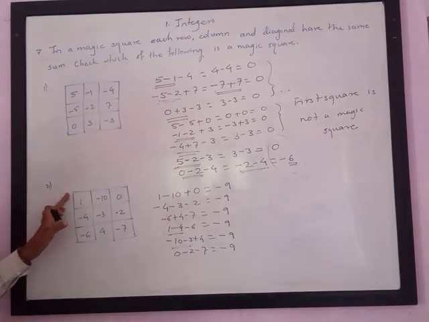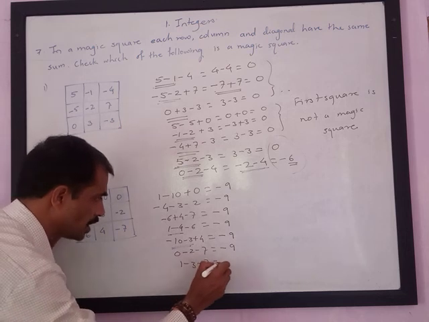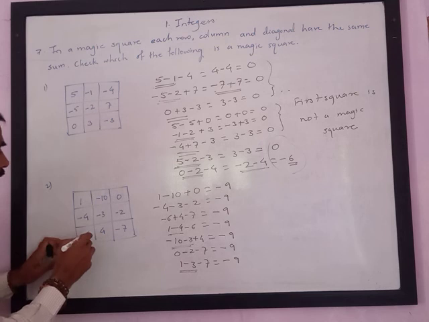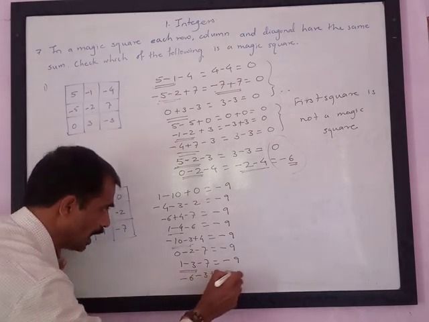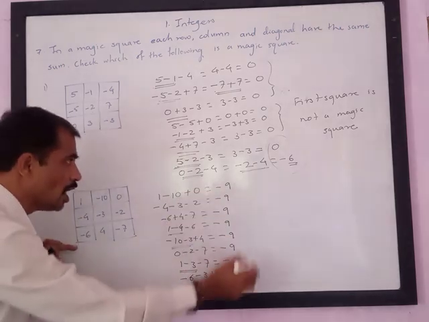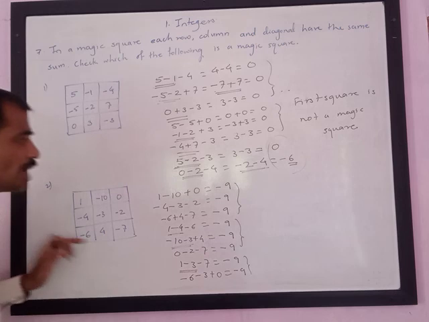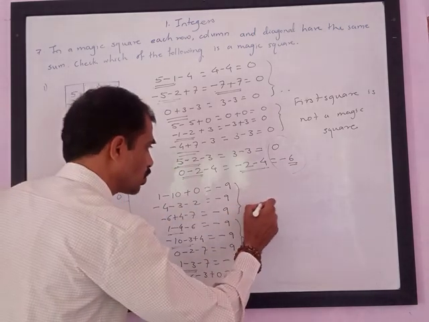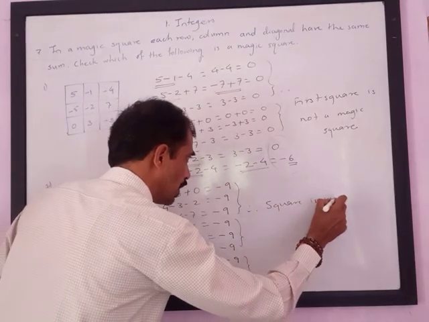Let us check the first diagonal. 1 minus 3 minus 7, that is equal to negative 2, negative 2 minus 7 is again negative 9. And the other diagonal, negative 6 minus 3 plus 0, again it is negative 9. So you will see all the rows, all the columns and both the diagonals have the same sum, hence it is a magic square. Therefore the second square is a magic square.